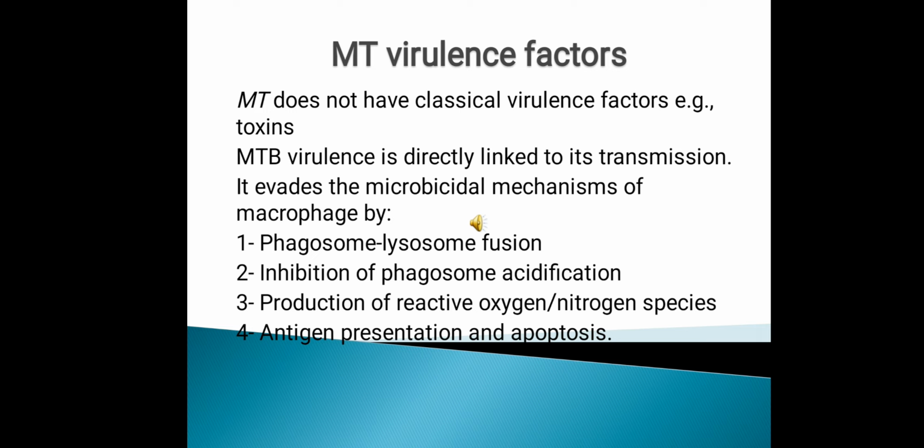If we want to know these mechanisms, they are what Mycobacterium uses to escape from the microbicidal activity of the immune system. We will discuss four types of mechanism. The first is phagosome-lysosome fusion. Second, inhibition of phagosome acidification. Number 3, production of reactive oxygen and nitrogen species. And last, number 4, antigen presentation and apoptosis.